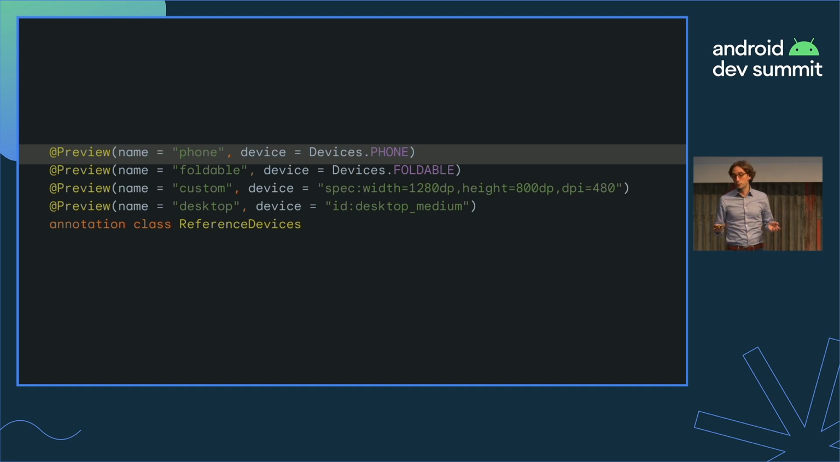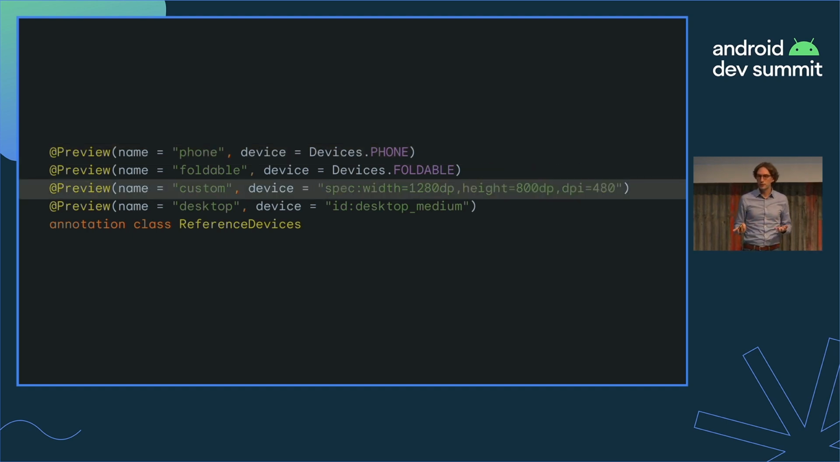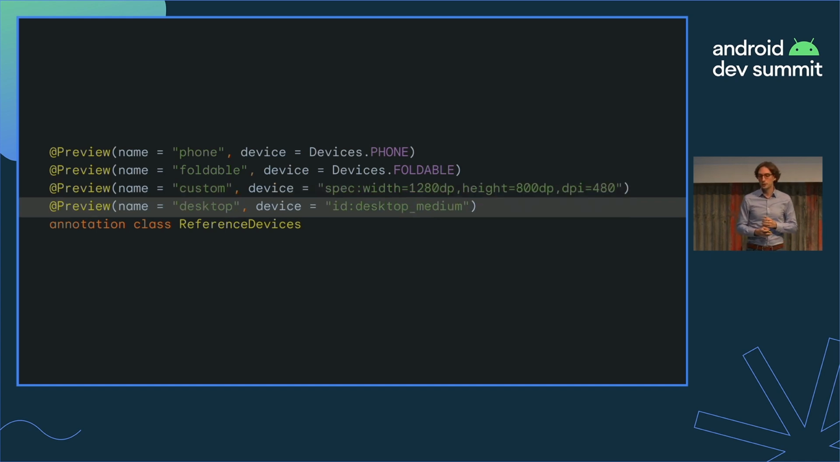We have several ways of defining preview categories with devices. Here I show you a few. You can use the recommended devices like phone or foldable. If you have a specific device in mind, we also have a specific way of providing an exact configuration for a device, or we have predefined configurations as well of already existing devices. And to help you with that, Android Studio has auto-completion and error validation to help you define those.